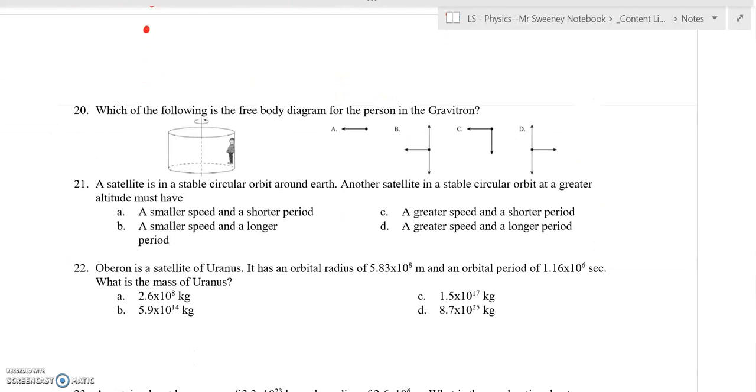Number 20, which of the following is a free body diagram for a person on the Gravitron? Well, this person has a normal force from the wall pushing out on them, gravity always pulling down, and friction on the wall holding them up.